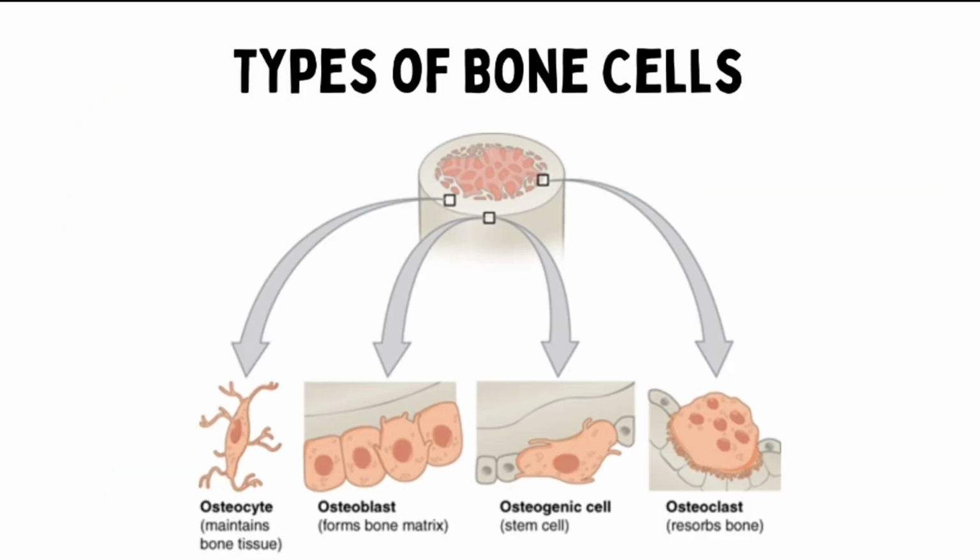The four bone cells are osteogenic cells, which are the stem cells that generate osteoblasts, that are responsible for producing collagen and other components. Osteocytes are the mature cells that maintain bone metabolism, and osteoclasts are the cells that degrade the bone for its remodeling and release of minerals.